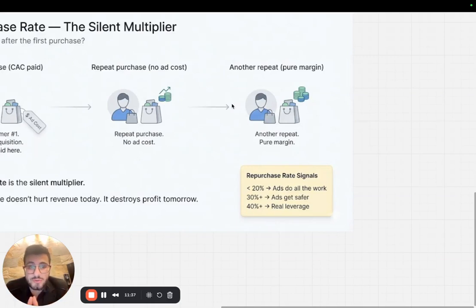Now, most stores don't have one leak. Statistically, every store has 3 to 6 leaks. And fixing the wrong one first will do you more harm than good. It will make things worse.